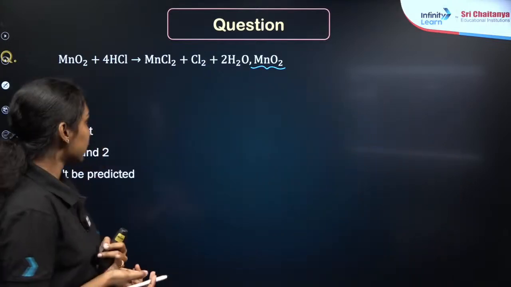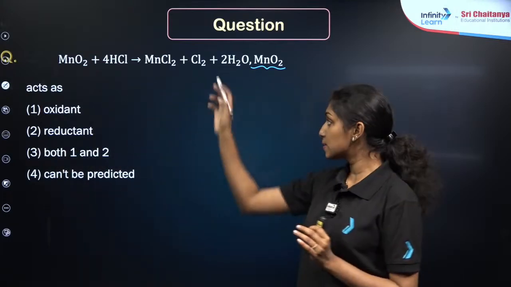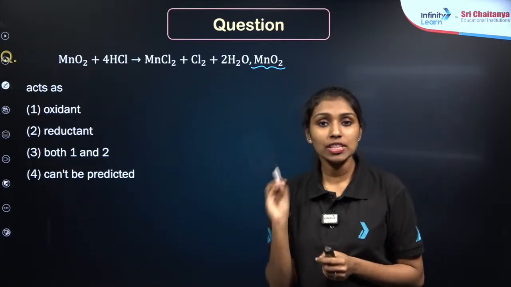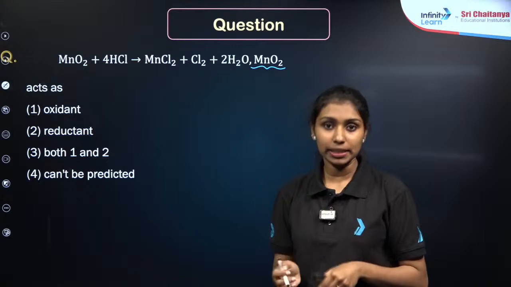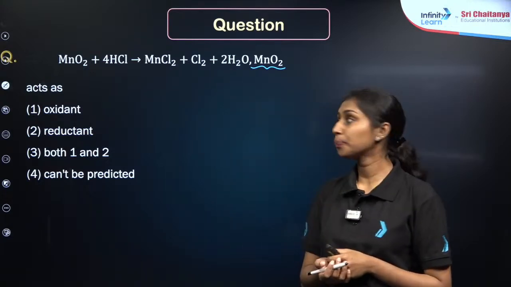How you can approach this question? First, you have to find out the oxidation number of each of the atoms present in this particular compound. Then find out which one is having oxidation, that will be the reducing agent, and which one is having reduction, that will be the oxidizing agent, right?